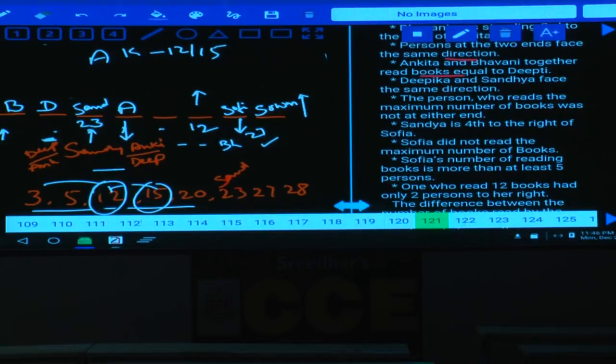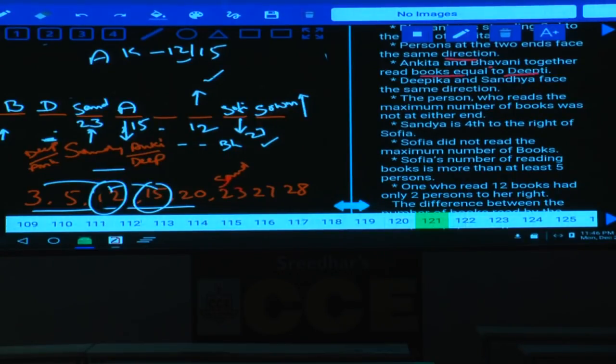Ankita and Bhavani together equals Deepti. Ankita can have 12 or 15, isn't it? Now if you take Ankita as 12, Ankita cannot be 12. Why? Because 12 is already here. Hence Ankita must be 15.